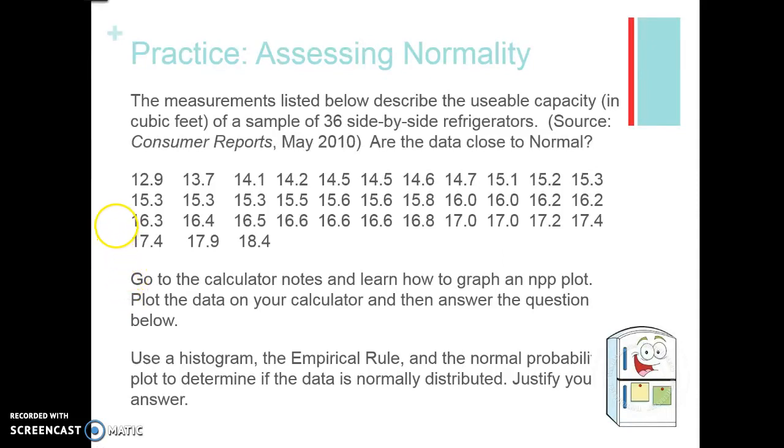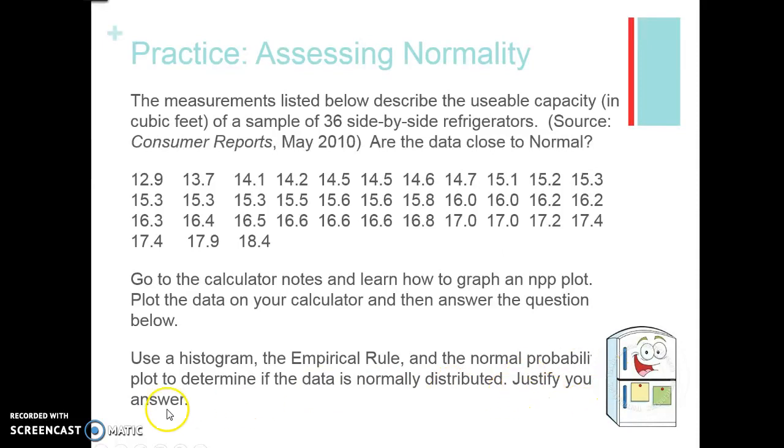It's very easy. Your calculator basically does all the work for you. Once you've done that, that will help you decide whether or not the data that you're given is approximately normally distributed. Now, when you're asked the question, are the data close to normal, you want to have at least two ways to prove that it's approximately normally distributed. In this case, I'm going to show you three: how you can use a histogram, the empirical rule, and a normal probability plot to determine if this specific data regarding the usable capacity of side-by-side refrigerators is approximately normally distributed.